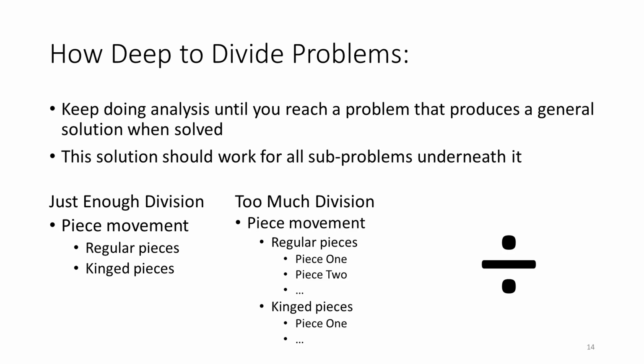Going from our checkers example, just enough division would be piece movement divided into regular pieces and kinged pieces. Too much division would be dividing regular pieces into each individual piece on the board. We don't need a class per piece to govern their movement. We can have one class that works for all regular pieces.